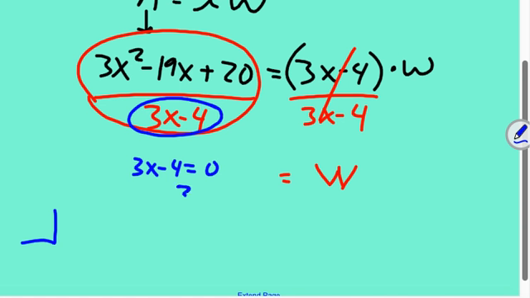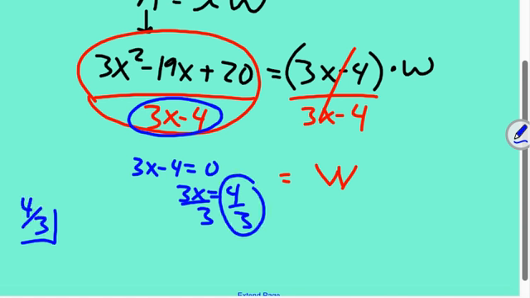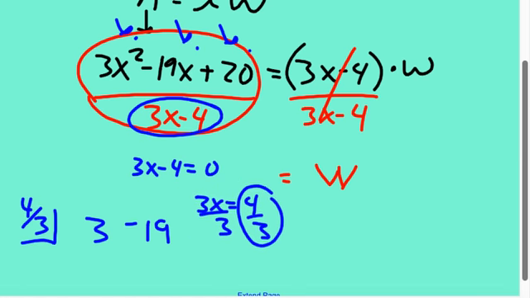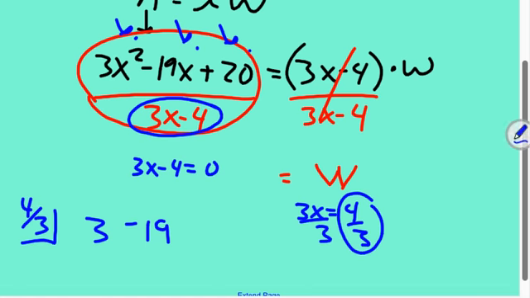So I'm going to add 4 to both sides and get 3x equals 4. Divide both sides by 3. 4/3 is what I'm plugging in here. It's x squared, x, and a constant, so it's 2 first power, 0 power. We're good to go. So it's 3, negative 19. Let's see if I can move this over here a little bit. Yeah. And positive 20. I don't need to put plus 20. We'll just put 20.